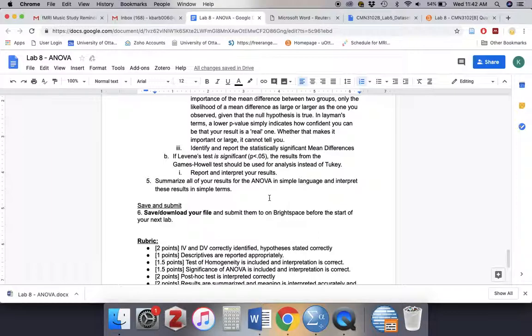And then you also want to talk about meeting your assumptions. So usually you want to talk about meeting your assumptions first, then interpreting the ANOVA box, rejecting or accepting the null hypothesis, and then going down to your post-hoc comparisons and interpreting all that, and then end with a general simple language statement.